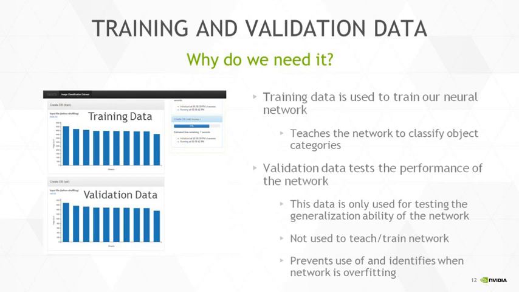So just to reiterate what your training and validation data is, it's important to have that validation data, because neural networks are prone to overfitting. The training data is used to teach the network to classify your object categories, and then the validation data tests the performance of your network, and that's why you have both. Your training data is the only portion of your data set that's used to fine-tune, modify, and improve the effectiveness of your neural network, and then you'll test everything with your validation data.